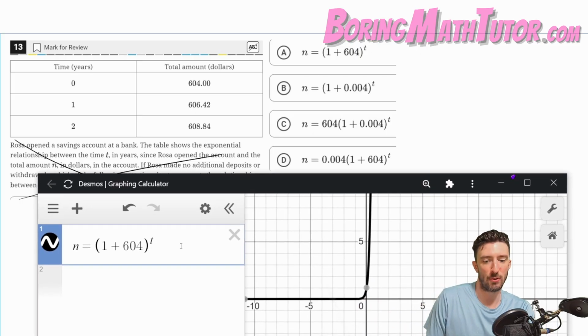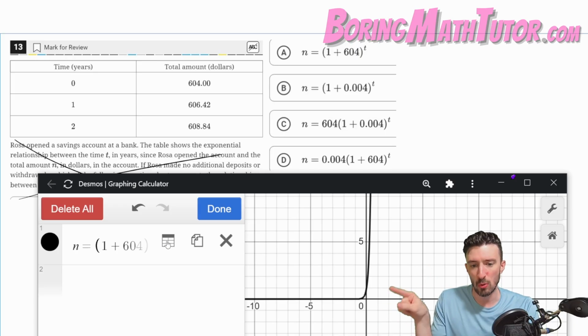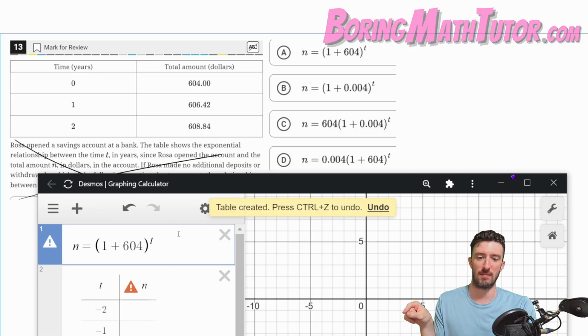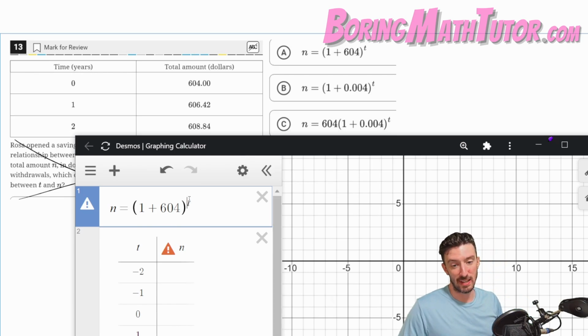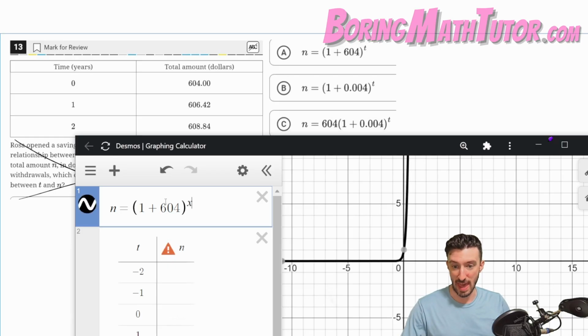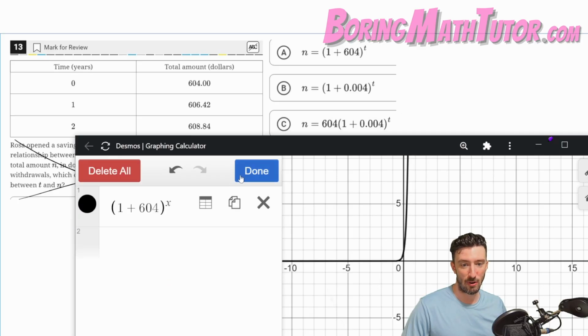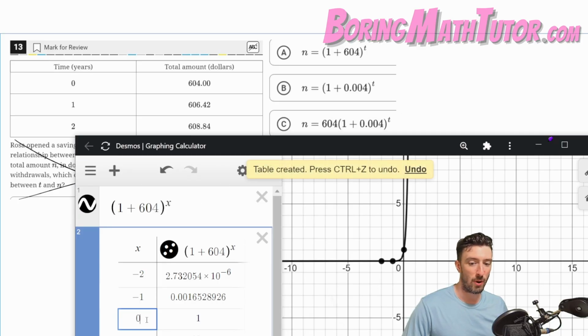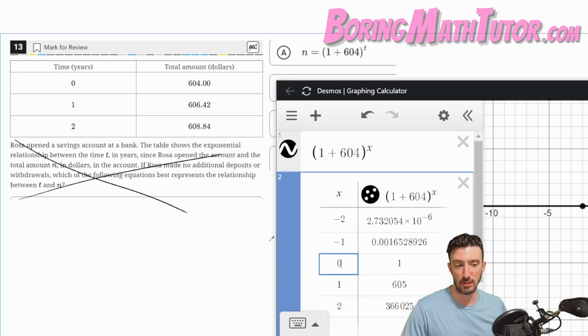I already typed in the first one. And then you hit the gear and you go to the table button. Then it's going to automatically create a table for you. And actually, if I would have done this with x and I didn't even put anything there, then it's going to create a table automatically with the numbers already filled in. And we can see that we're looking for 0, 1, and 2.